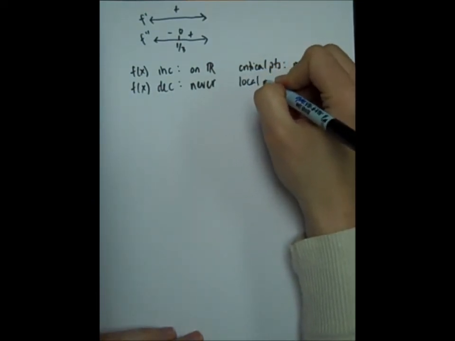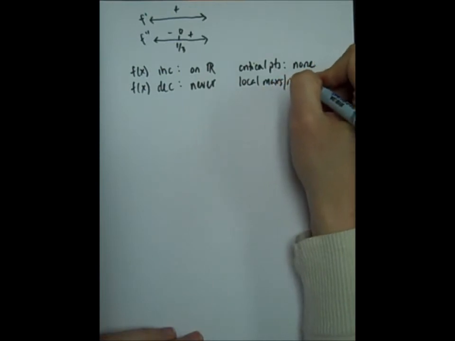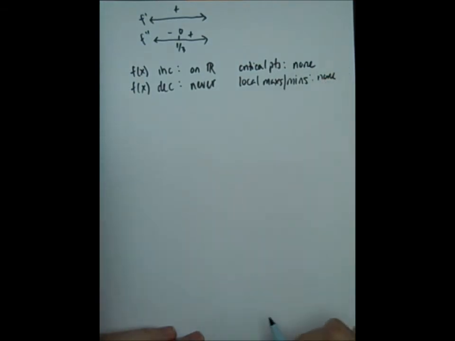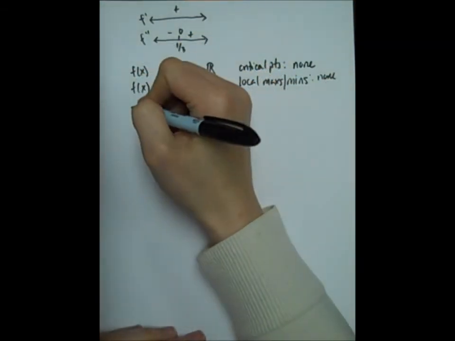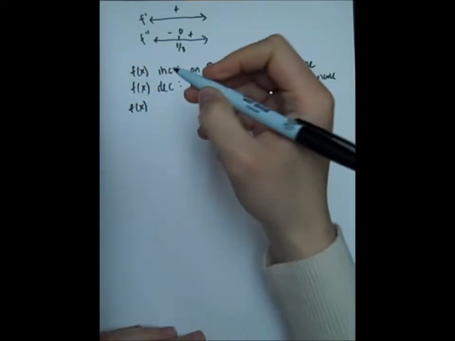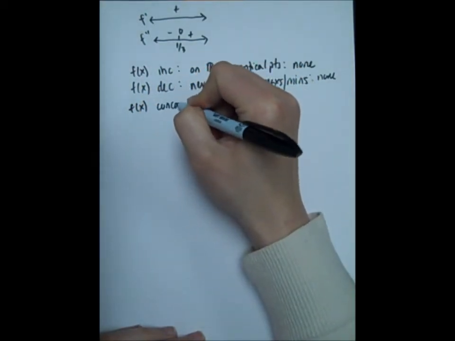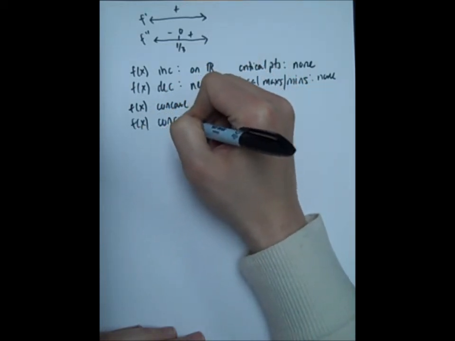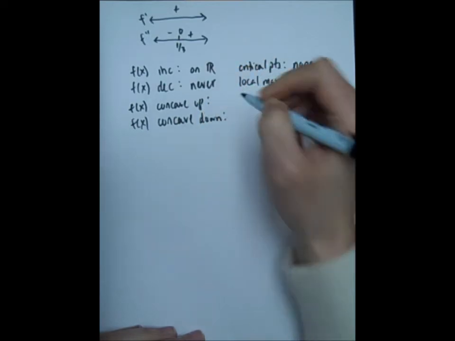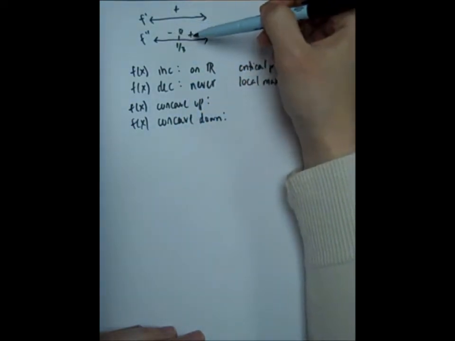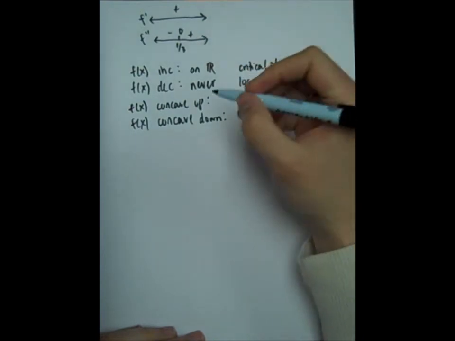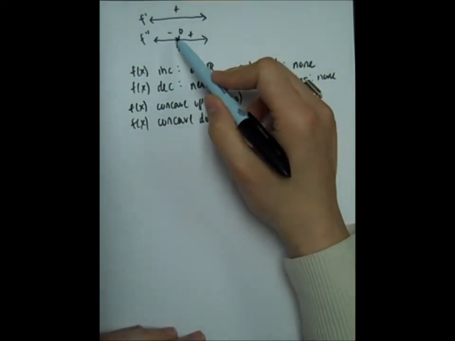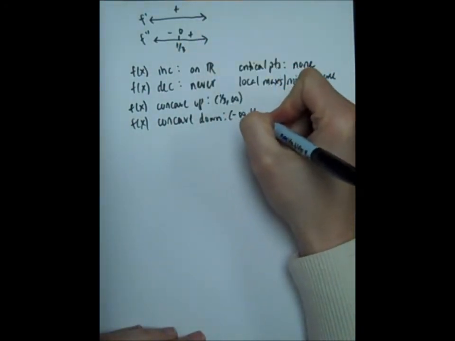What about local maxes and mins? I didn't plot any critical points on my first derivative, so there are also none of those. Now let's look for intervals of concavity. So f of x is concave up when, and f of x is concave down when. So concavity is the second derivative. So concave up would be where it's positive, so that would be from 1/3 to infinity. Where is it negative? That would be negative infinity to 1/3.